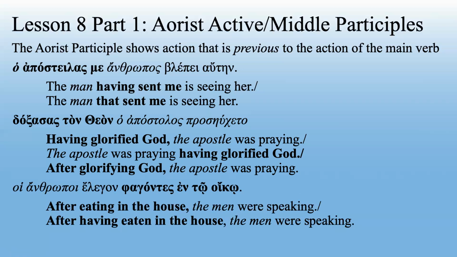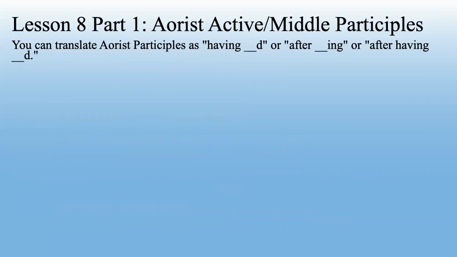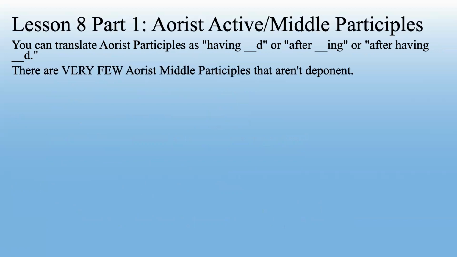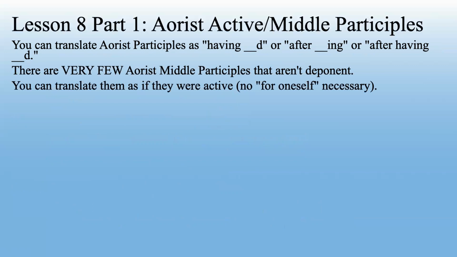After eating in the house, the men were speaking. After having eaten in the house, the men were speaking. After they ate in the house, the men were speaking. You can translate aorist participles as having blanked, or after blanking, or after having blanked. Any of those works fine. Or as a full clause as well, but you have to be more careful about the tense then. There are very, very few aorist middle participles that aren't deponent, and you can just translate them as if they were active. No "for oneself" necessary. They're going to be really, really rare anyway.